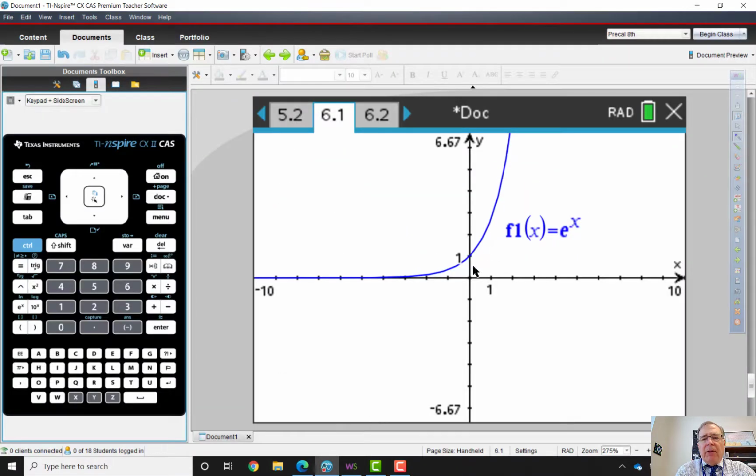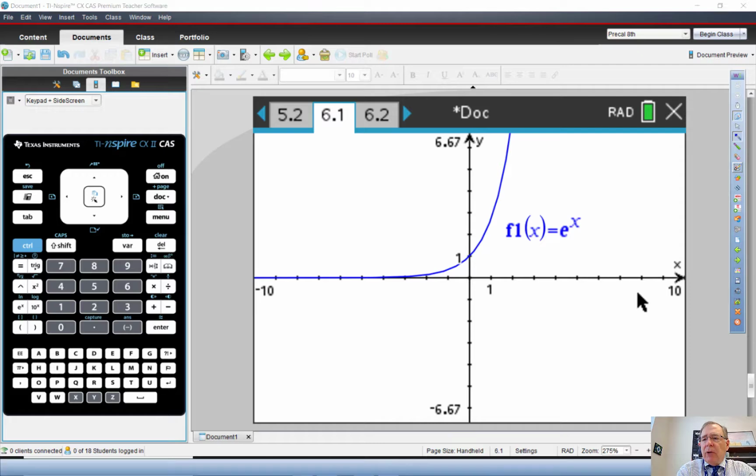So I have graphed here an exponential function y equals e to the x. As we go a bit to the left of the y-axis, we get fractions. So it's e to the negative of an x value, so it's a fraction. And we can never actually get to y equals 0.